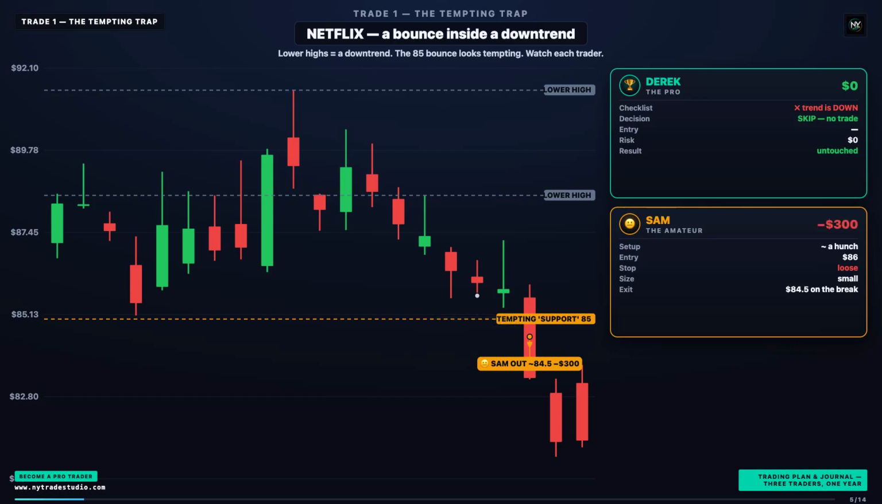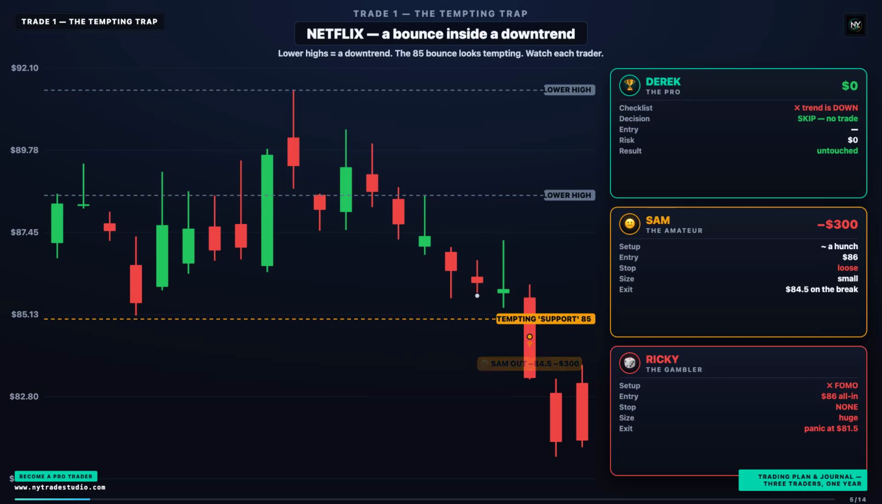Small loss only because his size was small, and Ricky, the gambler, sees easy money and goes all in at 86. No checklist, no stop, pure fear of missing out. When 85 cracks, he refuses to sell, telling himself it has to bounce. It does not. It keeps bleeding, and 2 days later, on June 3rd, near 81, he finally cracks and panic dumps the entire position for a brutal $2,600 loss.